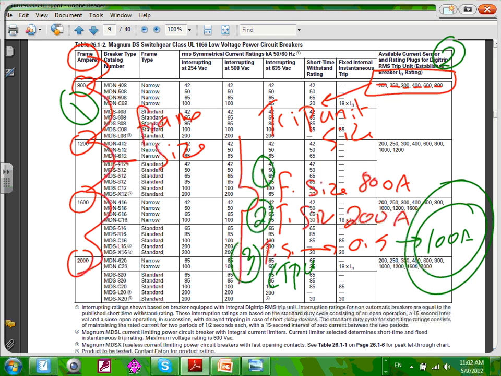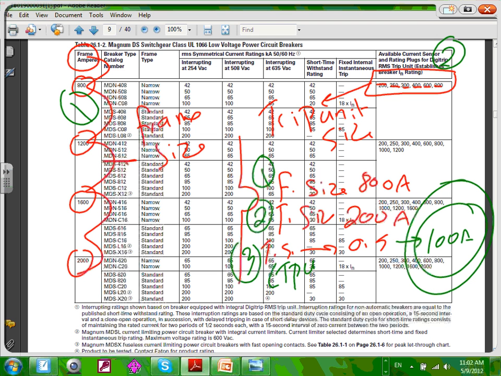The long time pickup value. Where are you getting that from? On that piece of paper? This is from the curve. Every circuit breaker will have a curve. Yep. Every circuit breaker will have a long time pickup.